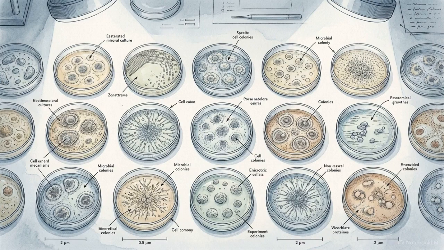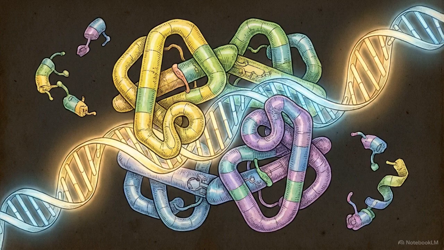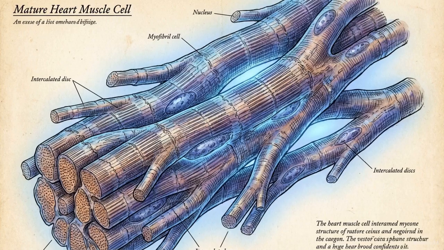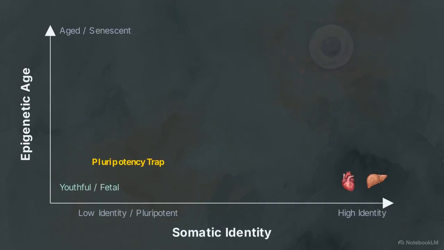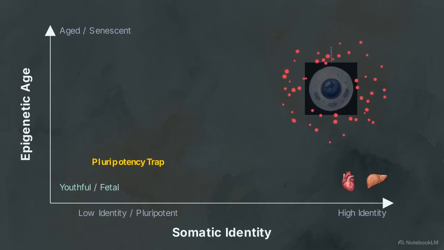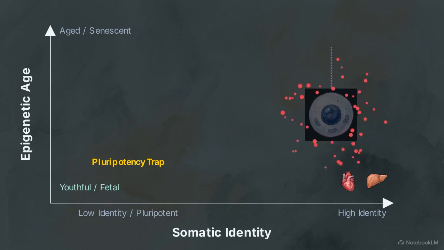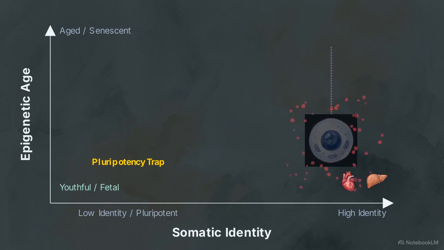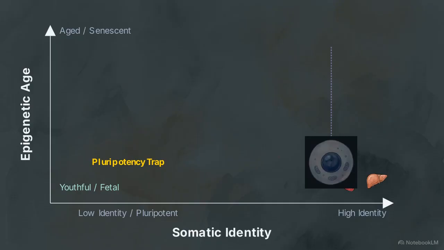The strategy to bypass this trap is known as partial reprogramming. By turning these factors on for a precisely controlled, transient duration, researchers can reset age-associated epigenetic drift. The process is halted before the cell erases its underlying somatic identity. This graph illustrates decoupling. Epigenetic age drops, returning to a younger profile, while somatic identity remains fixed. The cell rejuvenates without becoming a stem cell, entering a plastic state primed for repair.